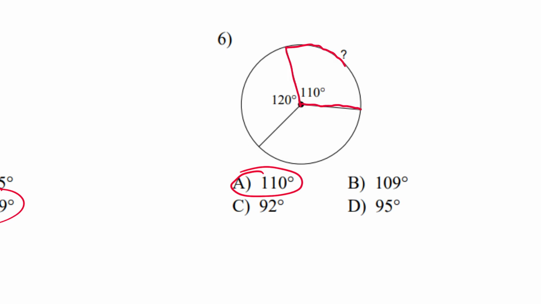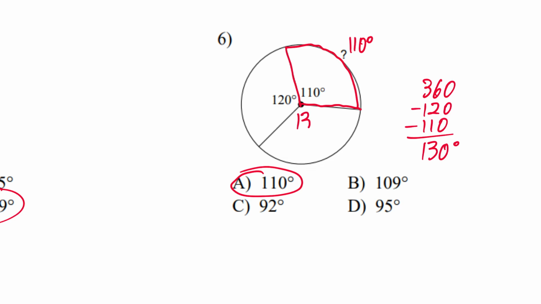Now, I want to do one more thing before we move on from here. I want to find out how many degrees this angle would be right here. Well, since the circle's 360, then you have to subtract those two numbers. Good. In a full circle, there's 360 degrees, so we would do 360 minus 120 minus 110, and you get 130 degrees. So this would be 130, this would be 130 like that.